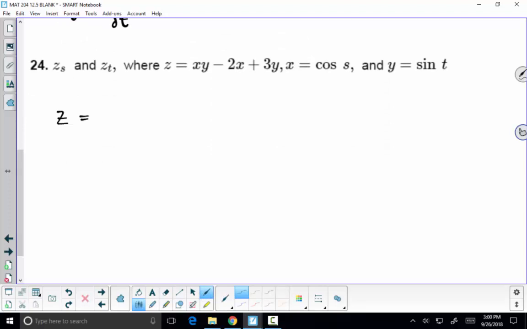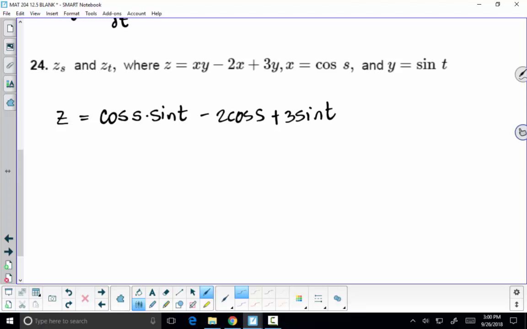All right, so when we do our substitution, x times y is cosine s times sine t, minus 2 cosine s, plus 3 sine of t. Okay, so the function z is now a function of s and t.